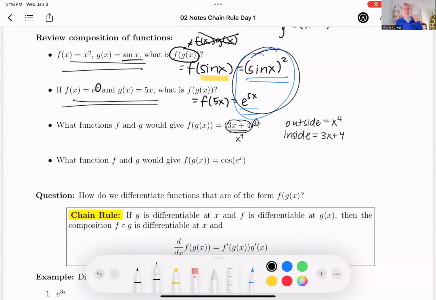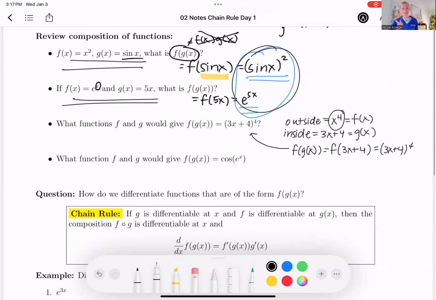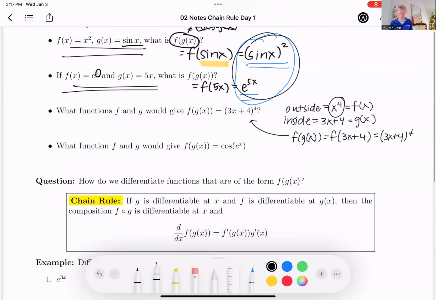Okay, and so what I claim is that if we can figure out what the inside and outside functions are, then my outside function is my f of x, my inside function is my g of x. And then if I look at f of g of x, just to make sure that this should be equal to my original expression if I've done things correctly. If I do that, then this will be f of 3x plus 4. And then if I replace the x with 3x plus 4, I'm going to get 3x plus 4 to the fourth. So that's good. It looks like I did things correctly here.